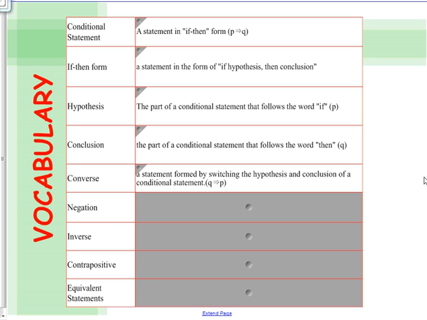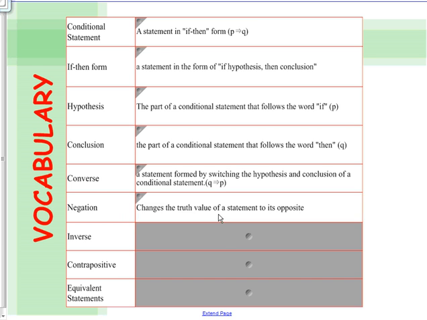Okay? Now, going into some things that you might not recognize. We have a negation of these rules. It changes the truth value of the statement to its opposite. For example, the statement Knoxville is the capital of Tennessee is false. Okay? The negation of the statement has the opposite truth value. The negation, Knoxville is not the capital of Tennessee, is true.